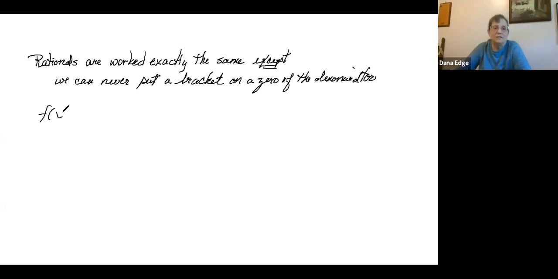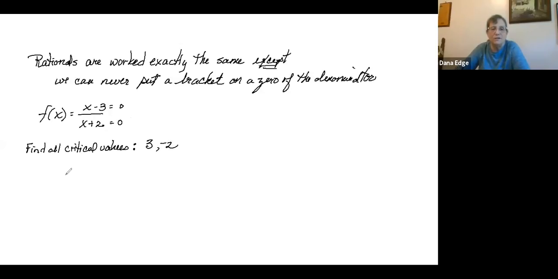Let's say we're looking at f of x equals x minus 3 over x plus 2. We want to find, at this time, they start calling them critical points instead of zeros. All the critical values are zeros of the numerator and zeros of the denominator. So we set the numerator equal to 0, we set the denominator equal to 0. In this case, our critical values are going to be positive 3 from this one and negative 2 from this one.